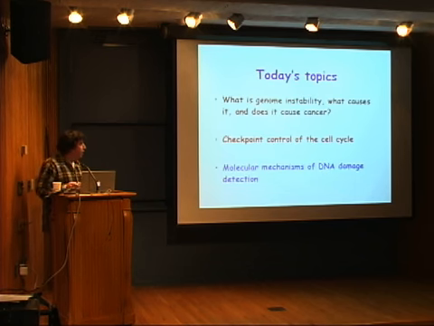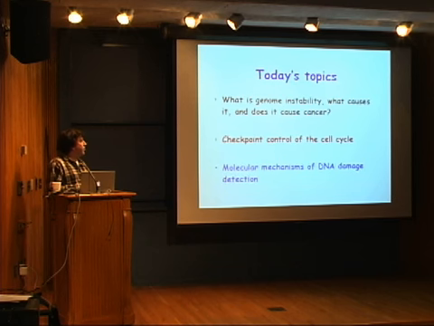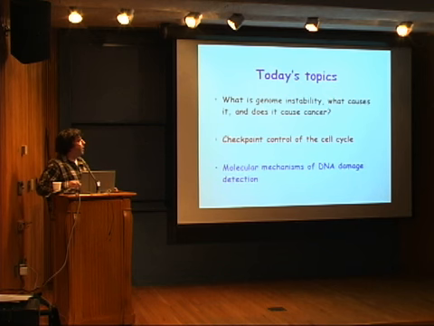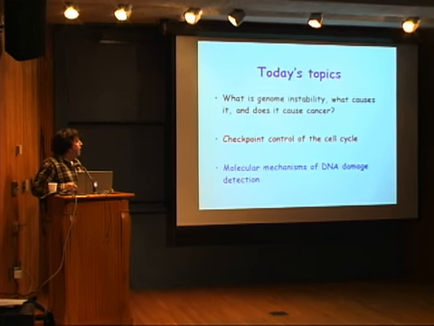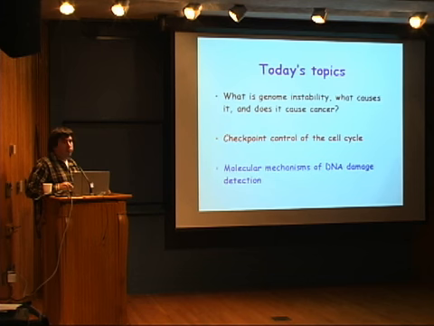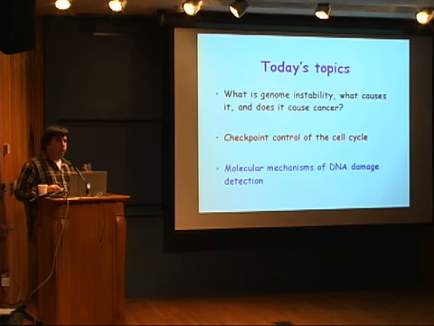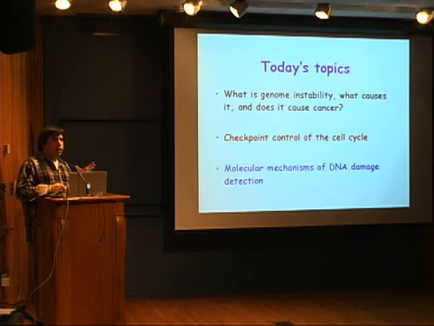Okay? The topics for today are going to be a general discussion of what genome instability is, and importantly, what causes it, and then some indication that it does in fact eventually lead to cancer. We're then going to talk about the concept of checkpoint control of the cell cycle. I understand you heard from Andrew Murray already a little bit about how checkpoints operate in a philosophical sense. We will be focusing on how checkpoint systems actually guard against the onset of genome instability.